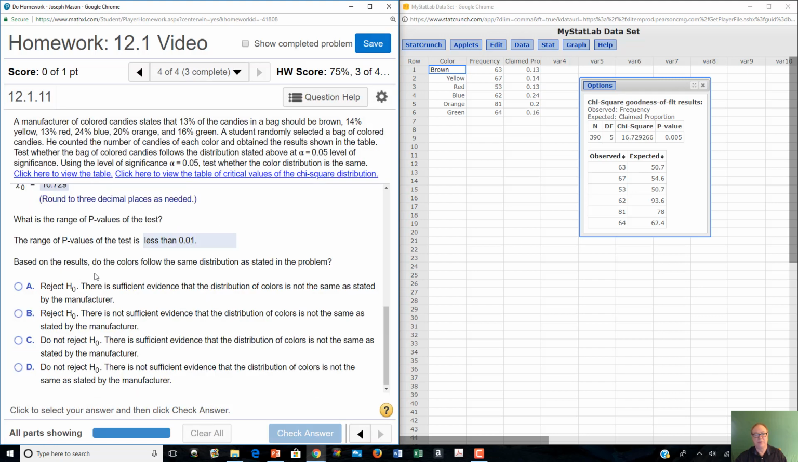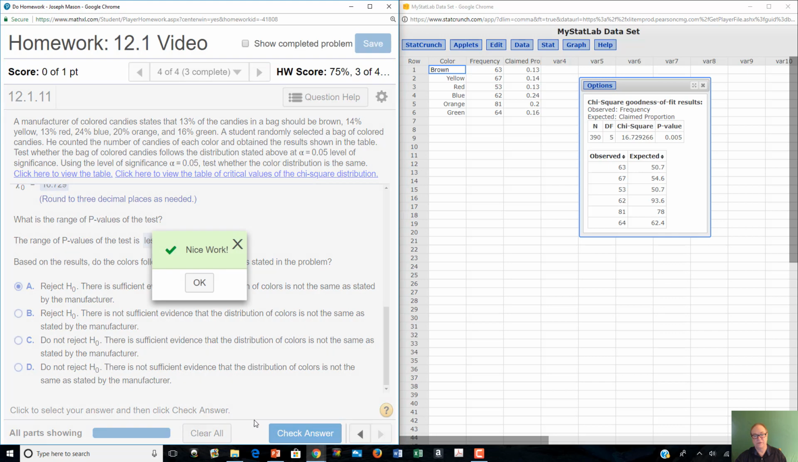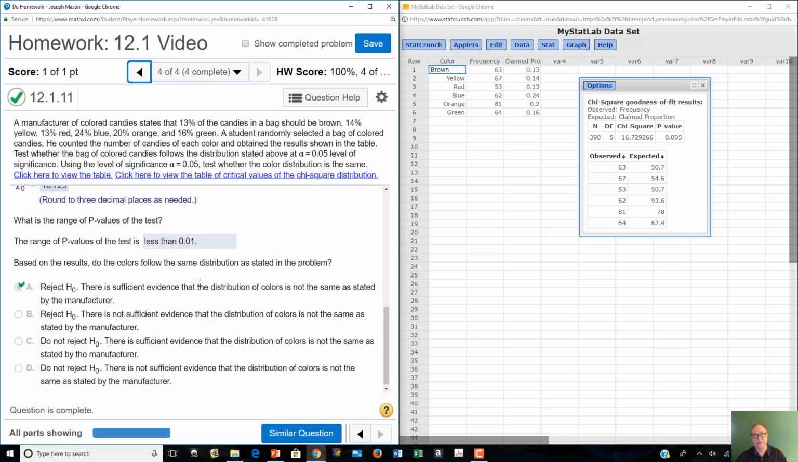And now, based on the results, do the colors follow the same distribution as stated in the problem? Well, if we look up here, the p-value was less than the alpha. We were given alpha, so we're going to reject. Now, what does it mean? If we reject, there is sufficient evidence. Not is not. So it's going to be is sufficient evidence. So now we're good.